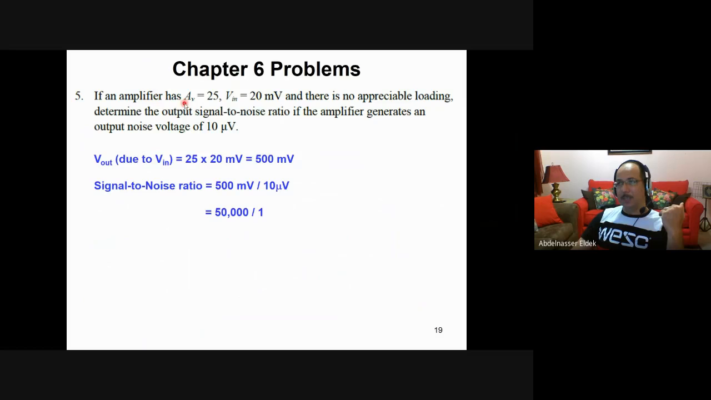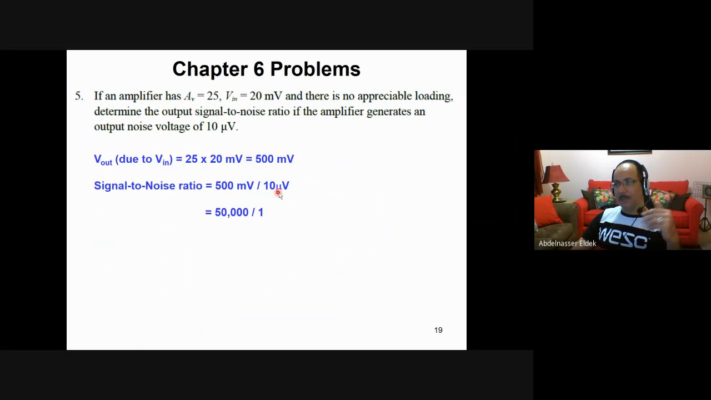What is the output signal? The output signal will be AV times Vin, because the amplifier input is 20 milli and the amplification is 25. Multiply them, then this will give you the output. 25 times 20 is 500 millivolt. Okay. Now compare this output to the noise. So it will be 500 milli divided by 10 microvolt.